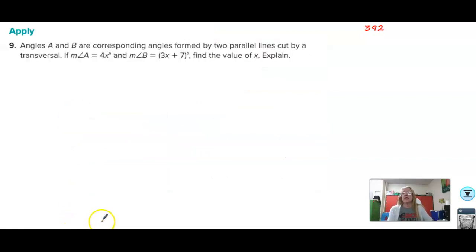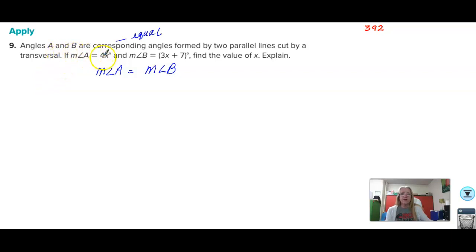All right, number 9. Angles A and B. Now we get to the algebra part. Angles A and B are corresponding angles formed by two parallel lines cut by a transversal. Now let's think about this for a minute. Corresponding angles are equal. Okay? So we know A and B have the same measure, all right? So the measure of angle A is equal to the measure of angle B, okay?